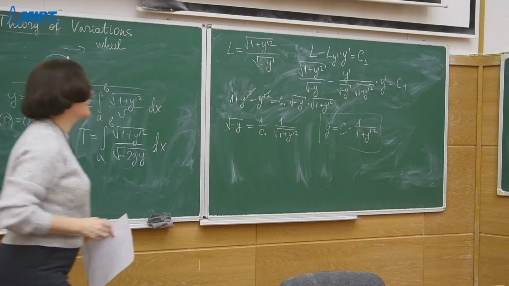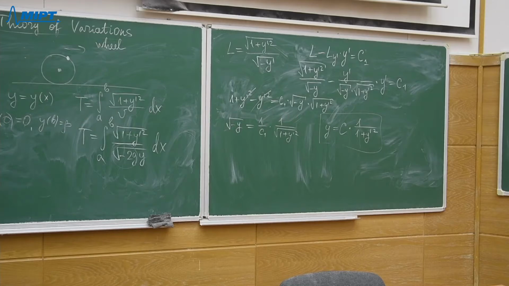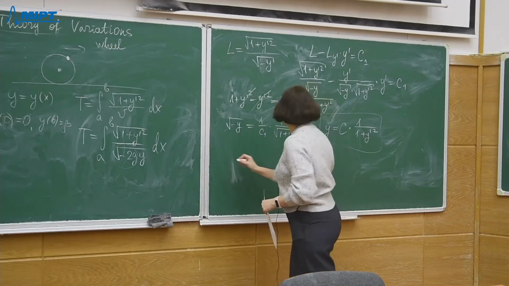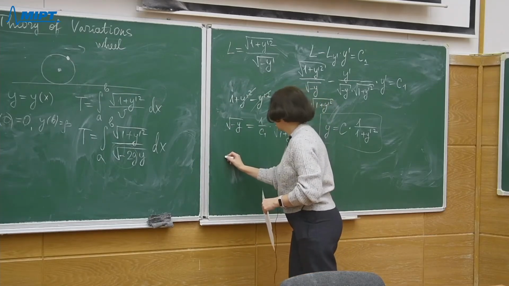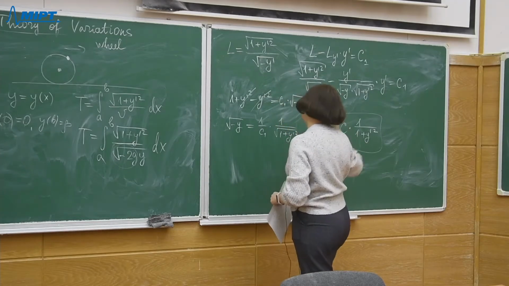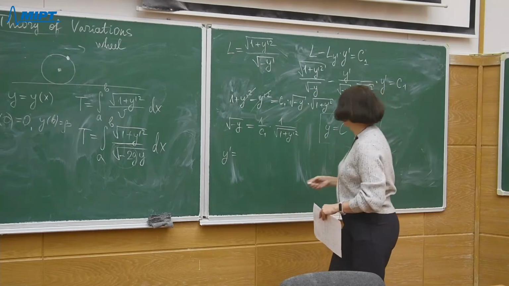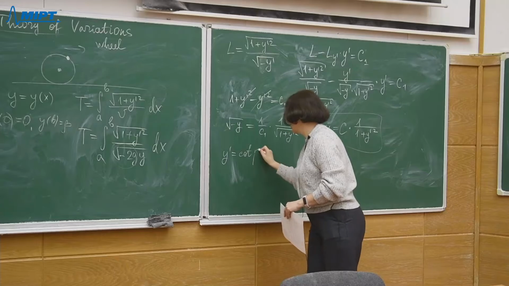This equation again doesn't depend on x, and so as before, we must introduce a parameter. The parameter was given by the formula y prime equals sinh p, but now it is more convenient to make a substitution of the form: let y prime be equal not to p, but to the cotangent p, cot p.